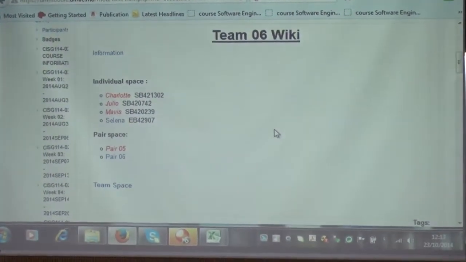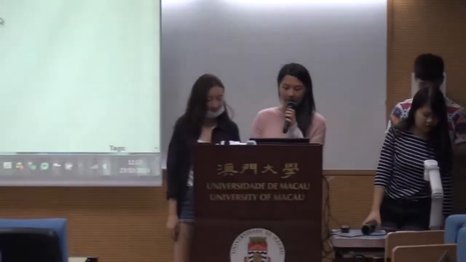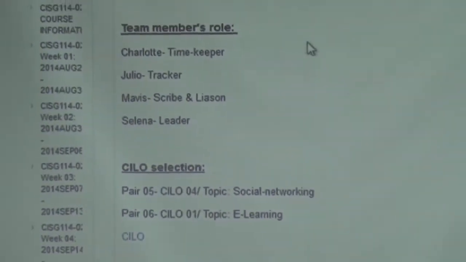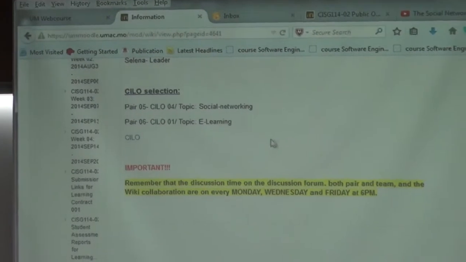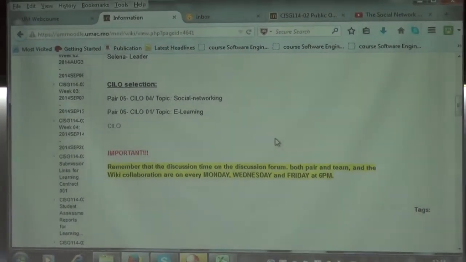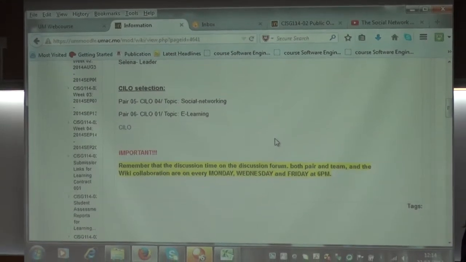So hi, I'm Selena, and I'm the team coordinator, and this is what we have done for our learning contract number 3. This is our team wiki that I have set up for the entire team, and it's a little bit different from what Dr. Vat has asked us because I tried to make it more convenient for my teammates to understand and get the work done. So I have put this information link here where all the information on team member roles and silos has been selected and all the important notices that I would need my teammates to take note of.